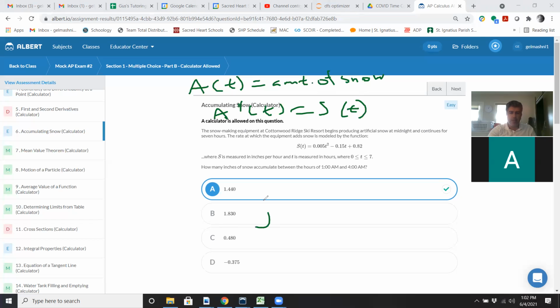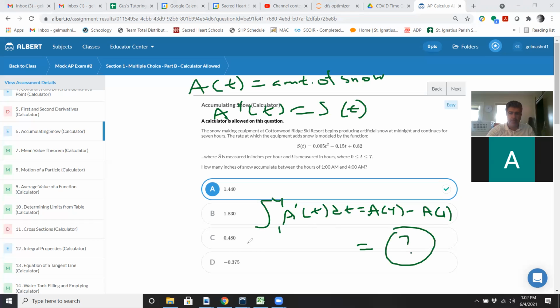So when you're integrating A prime of T for 1 to 4 of dt, that's A4 minus A1. Okay, because you're doing the integral of a derivative. And that's what we want. We want to know how much snow is accumulated from 1 to 4 a.m. So this is going to be my answer. I don't know what that is, but I could actually just take my function, put it right there, dt, and that's all you do.